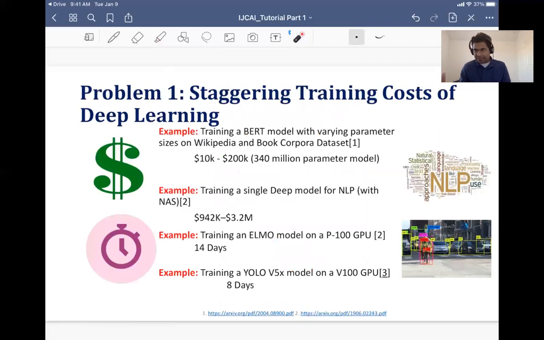So one of the side effects of the growing amount of data required for deep learning is the staggering training cost of deep learning, right? Training a BERT model, for example, would cost somewhere between $10,000 and $200,000, depending on the data set and the configuration, and so on and so forth. Similarly, training a single deep model for NLP with network architecture search, with this particular paper, the back of the envelope calculation is that it would cost around $1 million to train such a model, right? Training an ELMo model would take 14 days, and training a YOLO V5X model on a V100 GPU would take around 8 days, right? So that means that there is a large amount of cost involved in training such models. There is a lot of time involved as well.